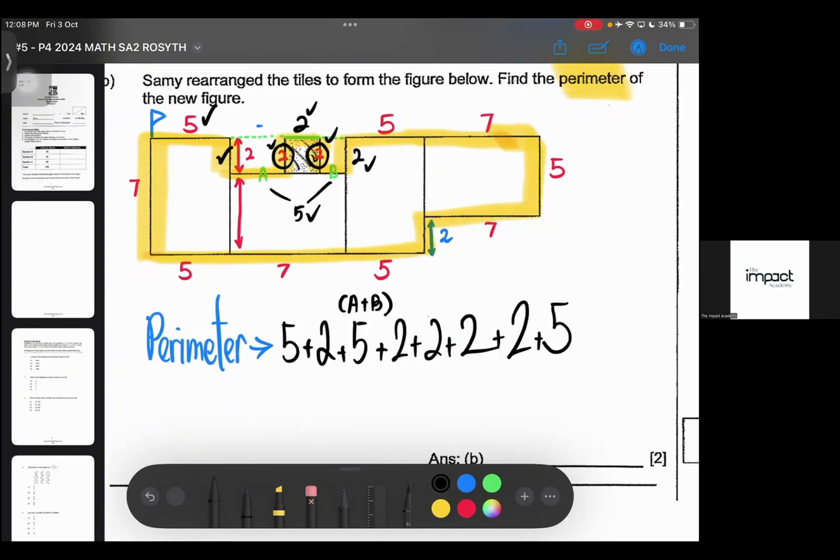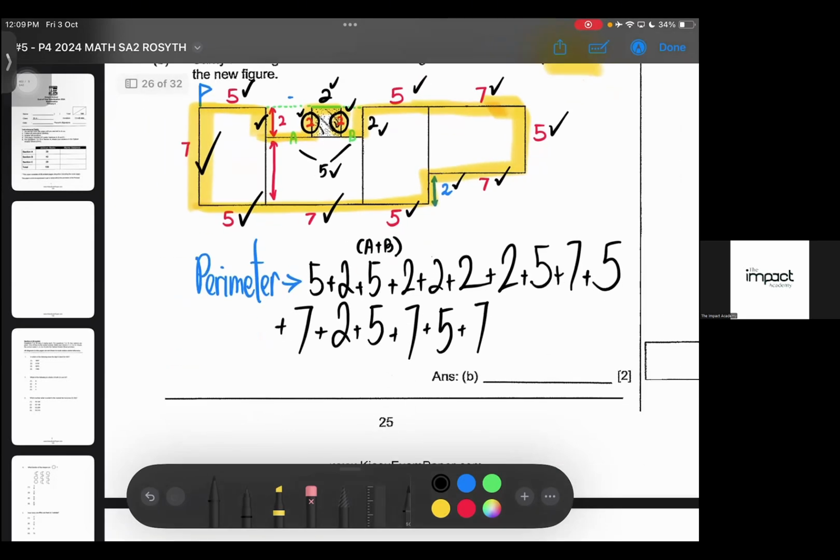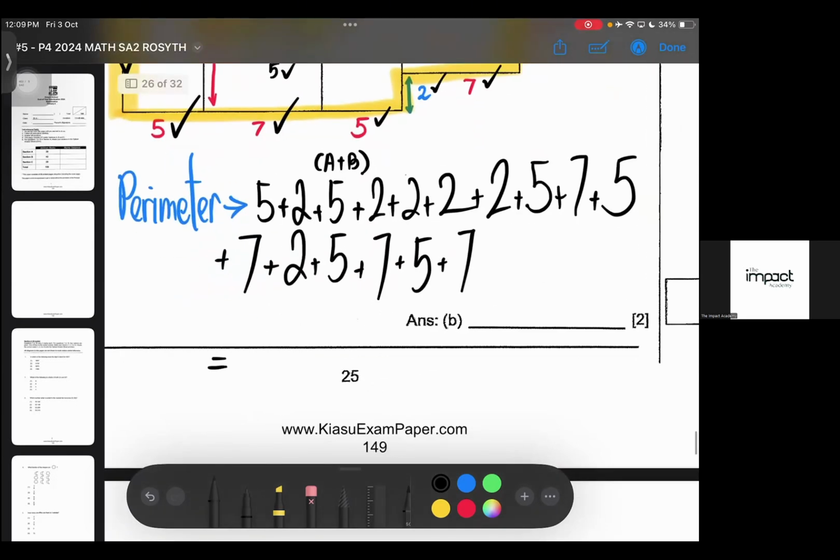Very good. Next one. Followed by? Slowly. Plus another 2, right? Plus another 5. Plus another 7. Plus another 5. Plus another 7. Understand or don't understand? Can you see? Then from here, obviously, all you need to do is to count them one by one. Is that okay? All right. Now, I prefer you go and count one by one.